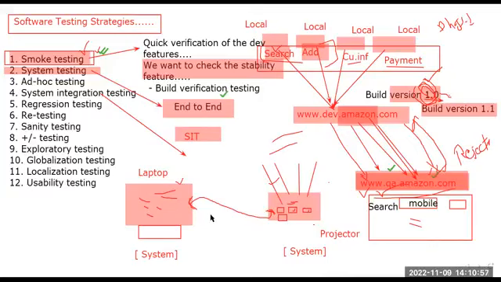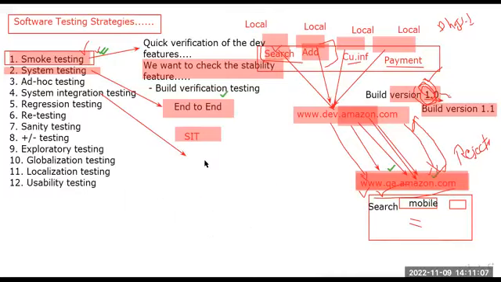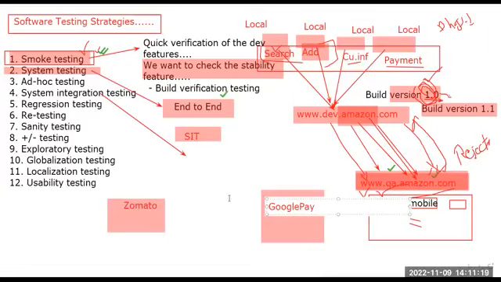Clear? Let me give another simple example. Let's say Zomato and Google Pay. Zomato is altogether one single product. Yes or no, guys? Yes, sir. Google Pay is also another product. Yes or no? In Google Pay alone, we get a lot of functionalities.